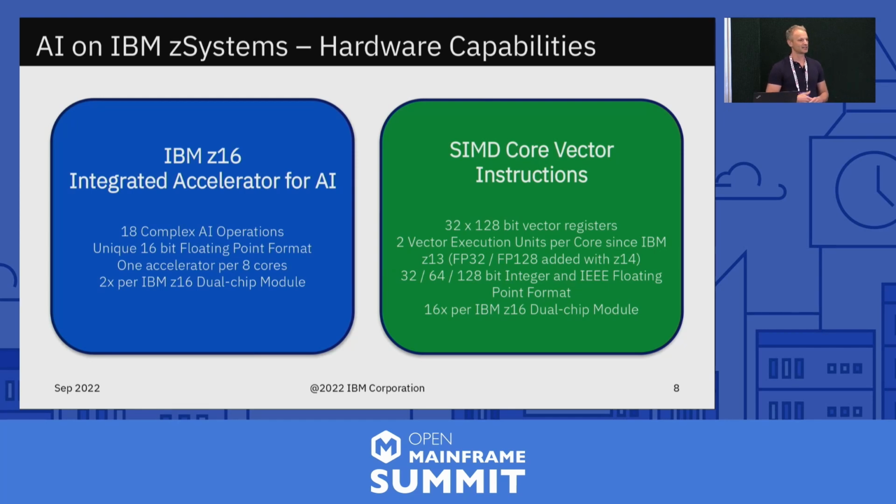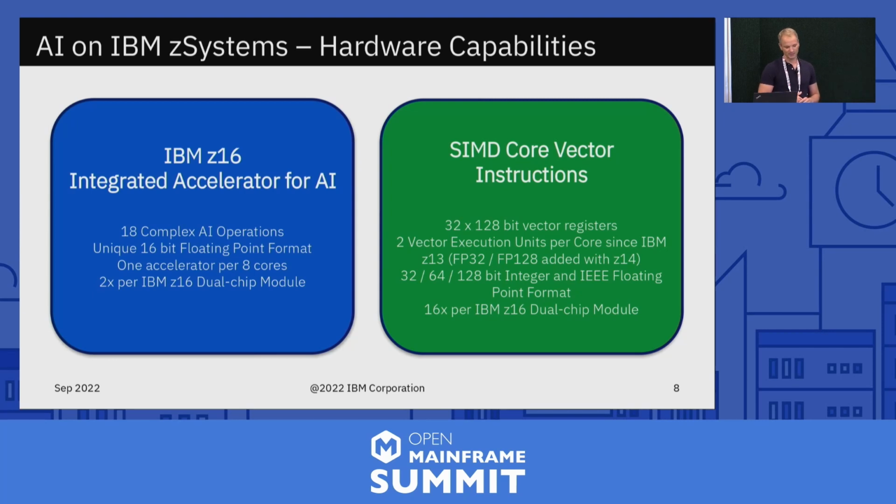So that's nothing completely new. All the other general purpose processors have that as well. So Power, x86, you have AVX, you have a Neon instruction set with ARM, and on Power you have VSX, and so on. And since IBM Z13, we have 32 128-bit wide vector registers, and we have a rich instruction set of operations which deal with these data.